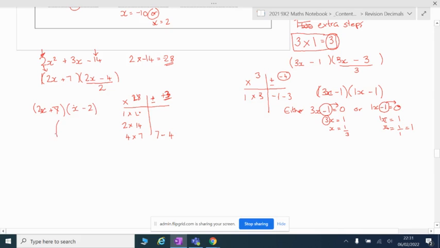That's the final answer. Then the either or bit: 2x plus 7 equals 0, or x minus 2 equals 0. Giving you the answers, x equals minus 7 over 2, or x equals 2.